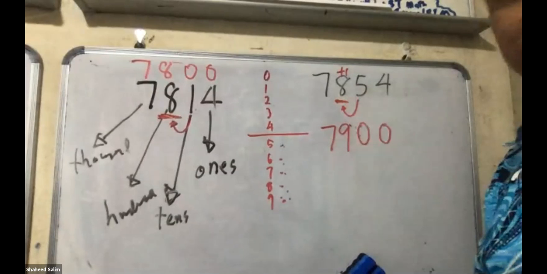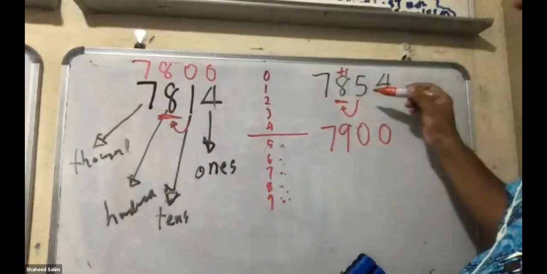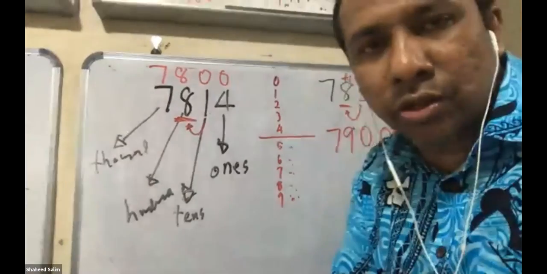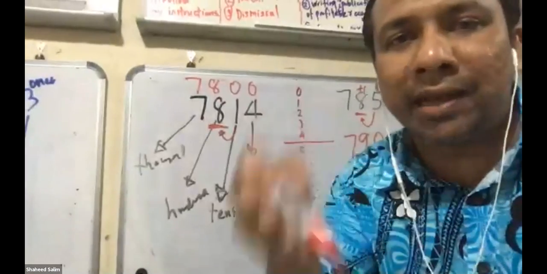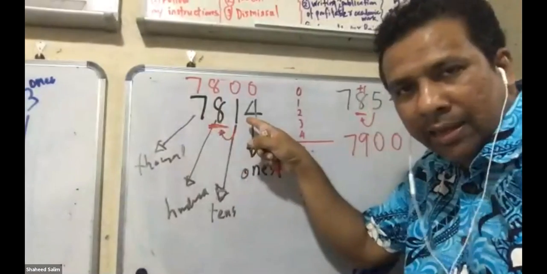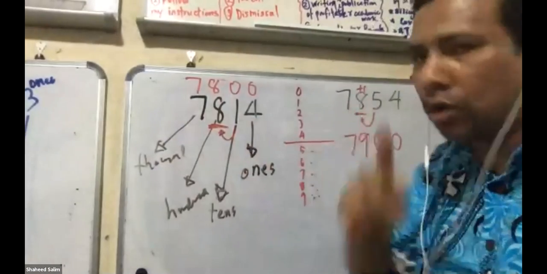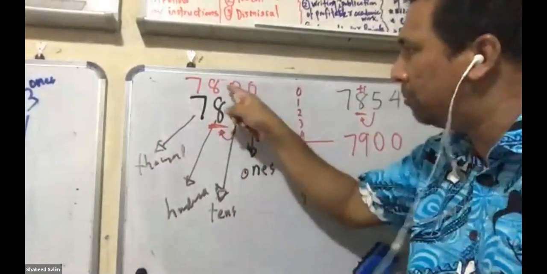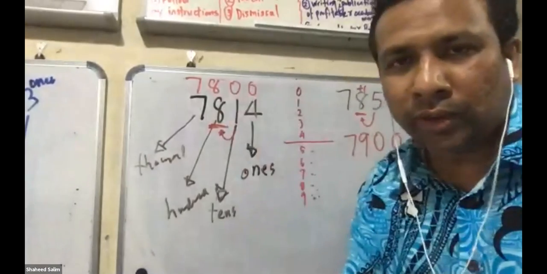It becomes like that. So nearest 10, same thing. You look at the one beside it. So every time they ask you, round off to the nearest whatever, you look at the position and look at the one beside it. And then you ask yourself, must plus 1 or not? You must plus 1, you plus 1, and make all the rest 0.